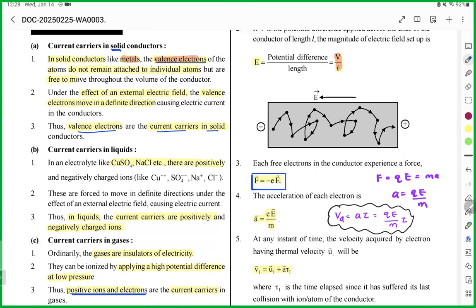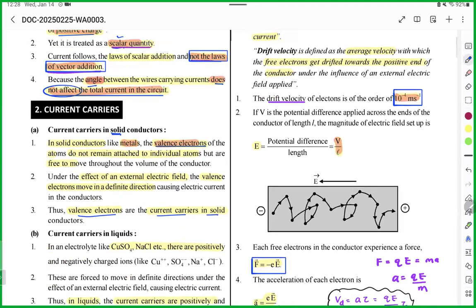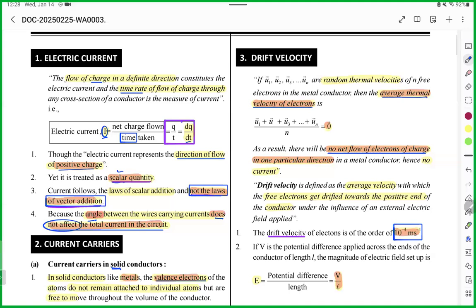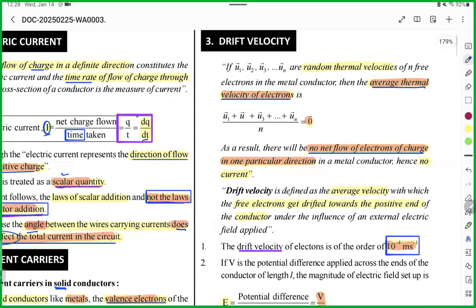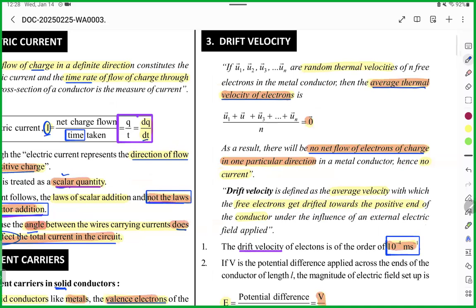Understood? Nothing else is important from here. Drift velocity, yes, we get questions from drift velocity. So first you take the thermal velocity of an individual particle. For example, you have 100 particles in a system. These 100 particles will vibrate and they will be responsible for the output, the final velocity.